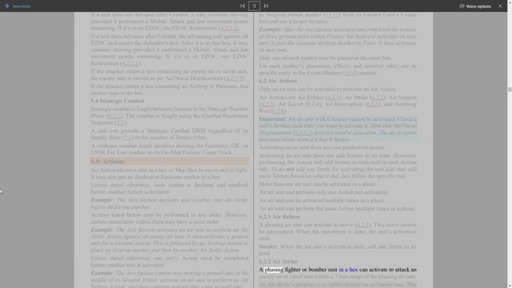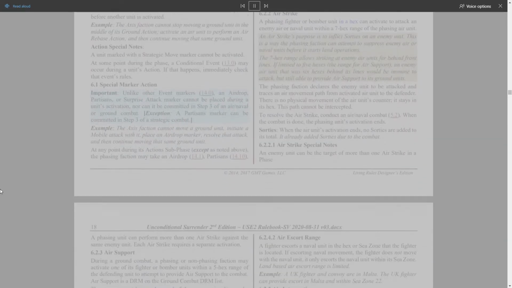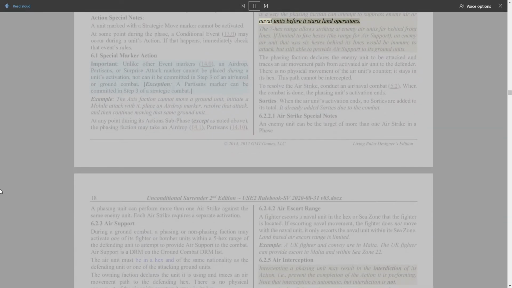6.2.2 Air Strike. A phasing fighter or bomber unit in a hex can activate to attack an enemy air or naval unit within a 7 hex range of the phasing air unit. An air strike's purpose is to inflict sorties on an enemy unit. This is a way the phasing faction can attempt to suppress enemy air or naval units before it starts land operations. The 7 hex range allows striking at enemy air units far behind front lines. If limited to 5 hexes, the range for air support, an enemy air unit that was 6 hexes behind its lines would be immune to attack, but still able to provide air support to its ground units.